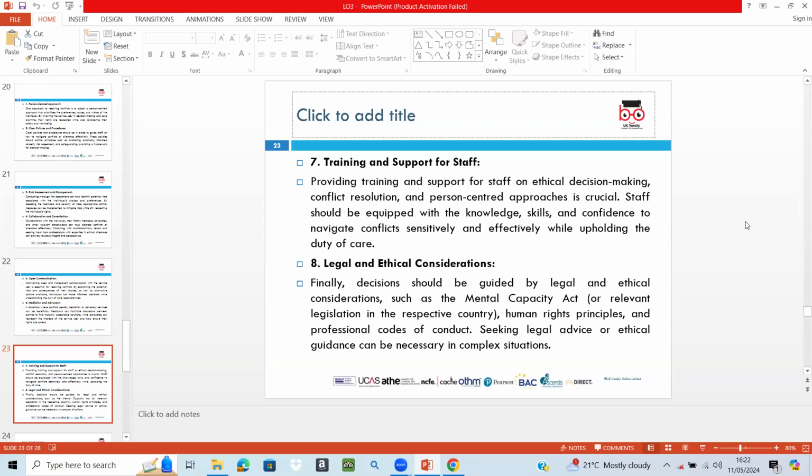Then we have legal and ethical considerations. We can say that decisions regarding conflict should align with legal frameworks and ethical principles, for example, the Mental Capacity Act, the Human Rights Act 1998, legislation, and professional codes of conduct. We need to consider these legal and ethical aspects and ensure that decisions are made in the best interest of the service user, respecting their rights and autonomy again.